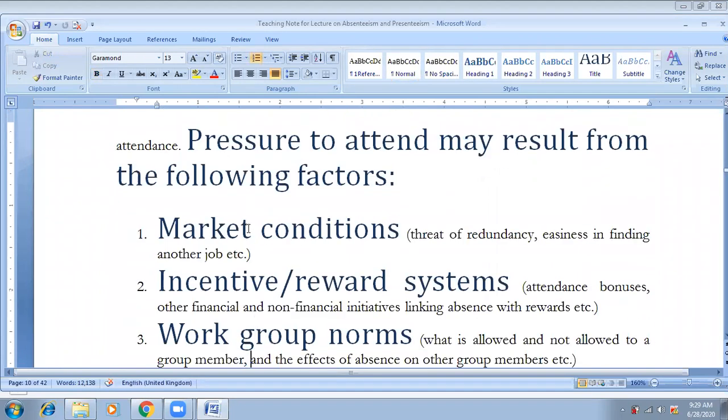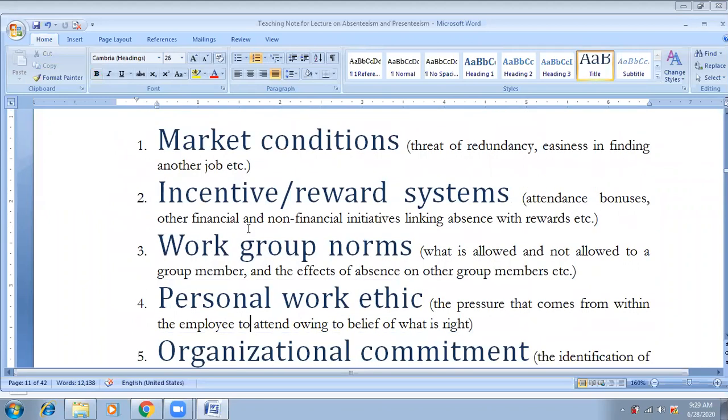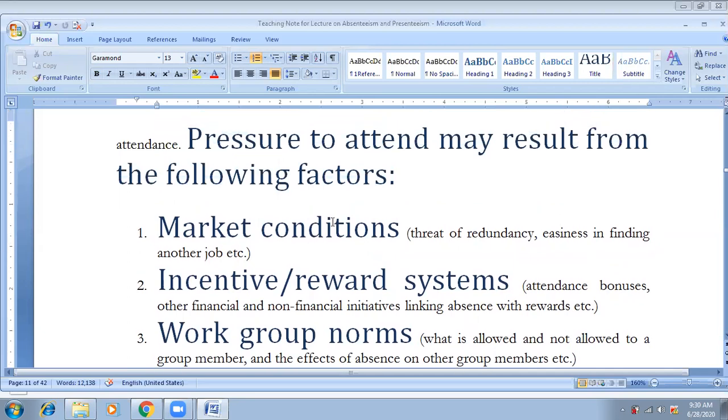Then pressures to attend may result from the following factors. Market conditions, threat of redundancy, easiness in finding another job. So when there's a threat of redundancy, and also there is no easiness in finding another job from another organization, then market conditions are tough. That means resulting in increased pressure to attend.